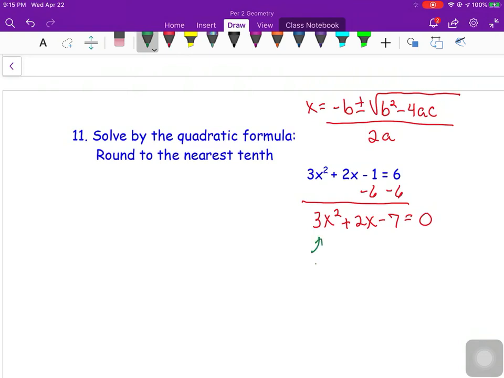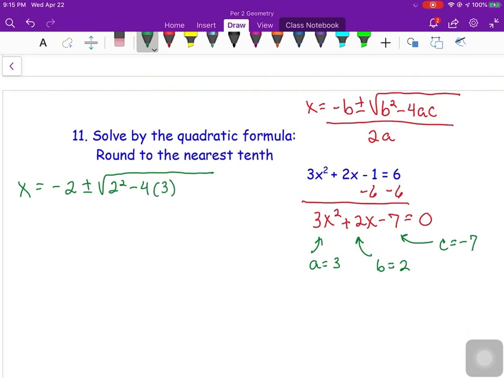I want to remind you that the a is the first term, so in this case a is 3. The b is the second term, so the b is 2. And the c is the constant, so c is negative 7. We'll go ahead and put that into our quadratic formula. x equals the negative of b plus or minus the square root, and then b squared minus 4 times the a times the c, all divided by 2 times the a. When we work out what's beneath that square root sign, that's called the radicand, we get an 88 under there.